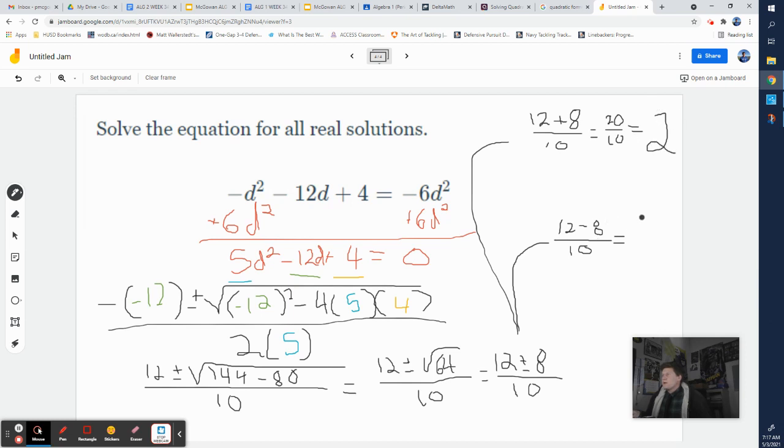12 minus 8 becomes 4. Oh, that one won't be as clean, but that's okay, because we could reduce this one. 4 over 10, both are even numbers. So let's divide top and bottom by 2. 2 goes into 4 twice. 2 goes into 10 5 times. There's my 2 answers. So I have 2 and 2/5.